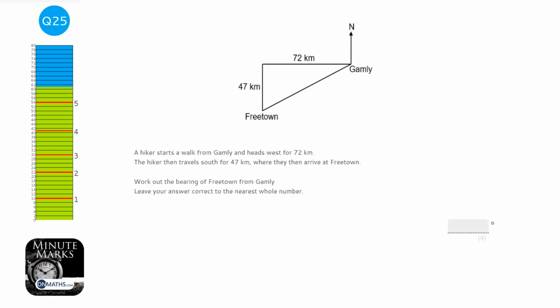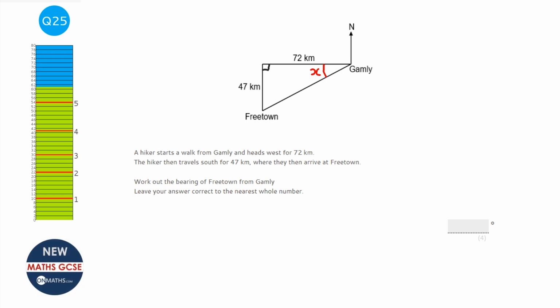Okay, so this question looks like a standard bearings question, but something you might notice is there are no angles in it. If there are no angles, we need something else, and that something else is going to involve the right angled triangle here. When we've got a right angled triangle and two sides, we can find an angle with trigonometry. I'm going to call this angle x.